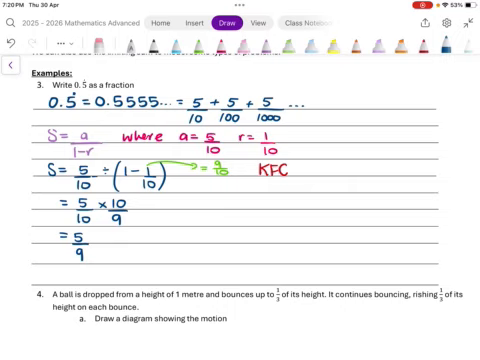If you were to put 5/9 into your calculator, convert it to a decimal, you'd get that it's our repeat of 0.5 repeater. Okay.